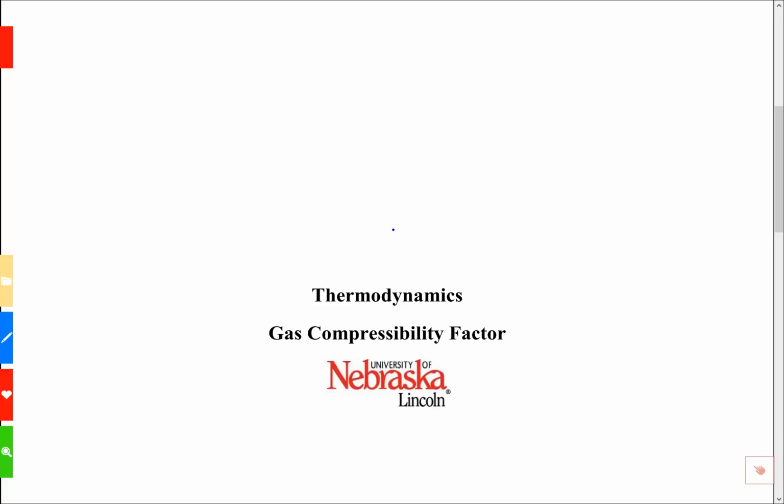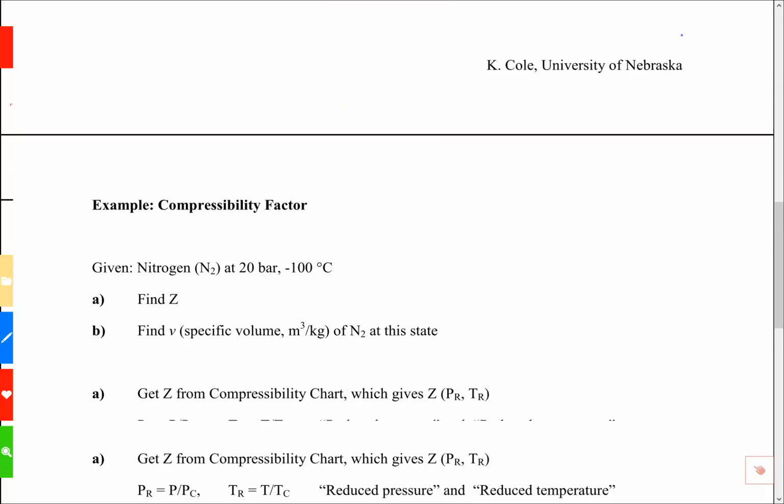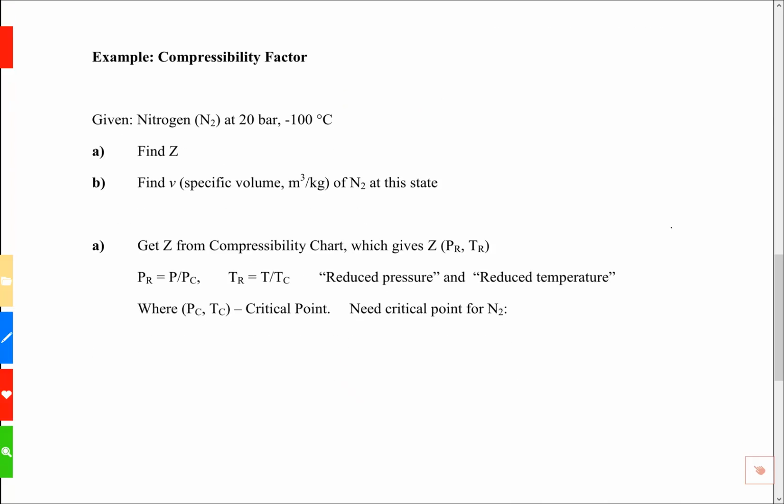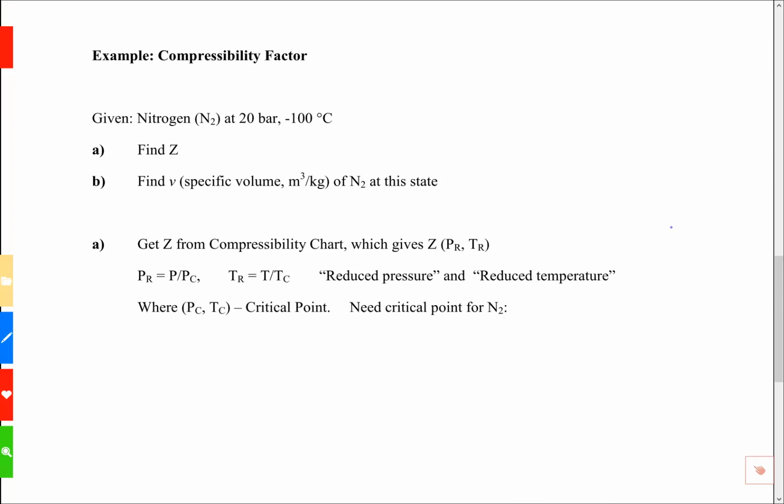The topic is thermodynamics, and the example is gas compressibility factor. Given nitrogen at 20 bar and minus 100 C, what's the compressibility factor, Z? And what's the specific volume at this state?